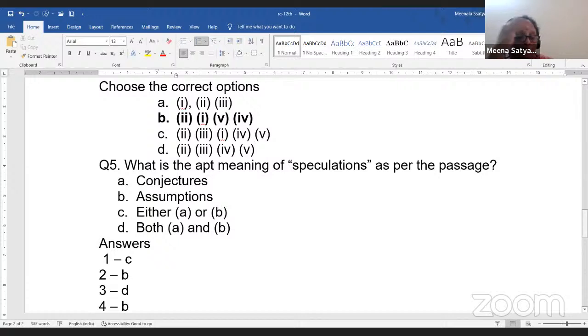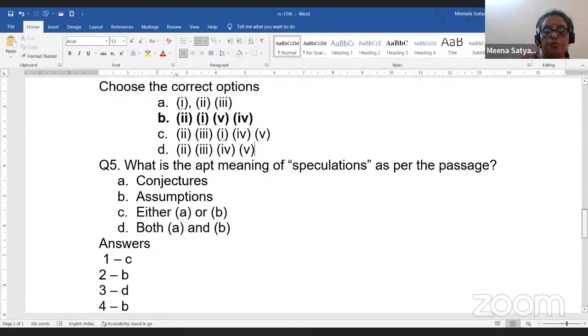So your way of searching the answer is reduced to a large extent. Apply that kind of rule. You have only 2 words to look into. Conjectures or assumptions for speculation. Because C says either A or B. D says both A and B. So the answer searching just comes down to 2 words. Can't we find 2 words rather than omitting it and saying we are not going to attempt?